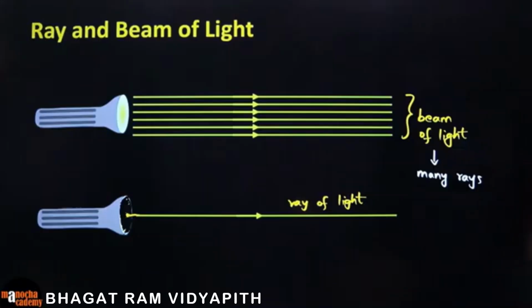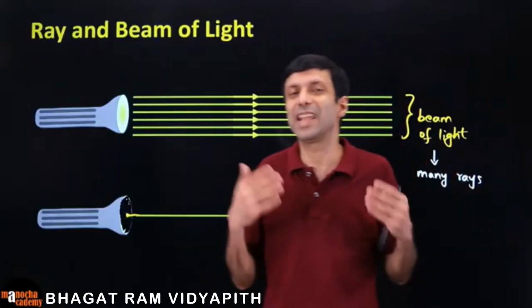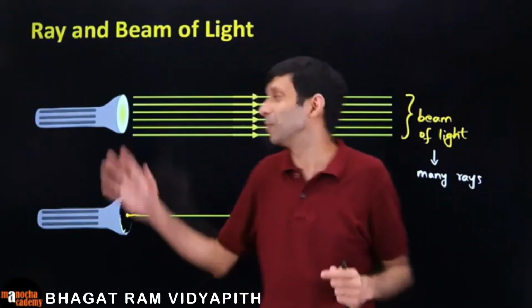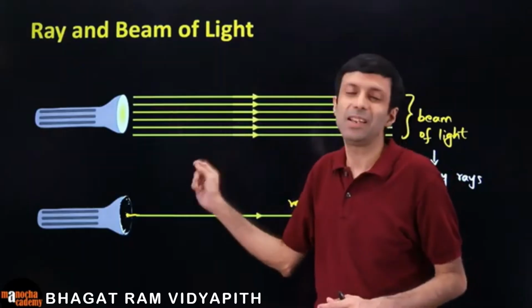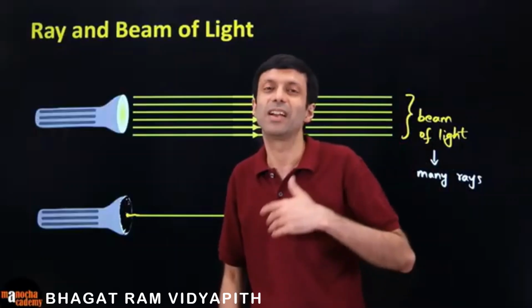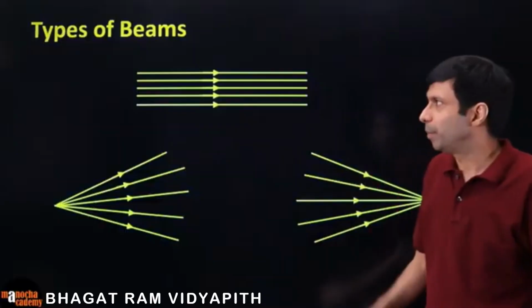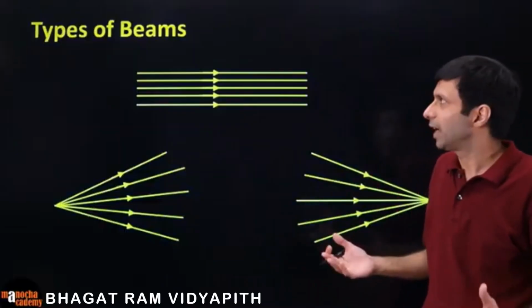Shaurya Gupta, Vijay Lakshmi, yes, uncountable. Absolutely right. The correct answer is infinite or uncountable. A beam is made up of many lines or rays of light. Okay, so a beam is made of infinite rays. A beam can be divided into 3 types of beams.